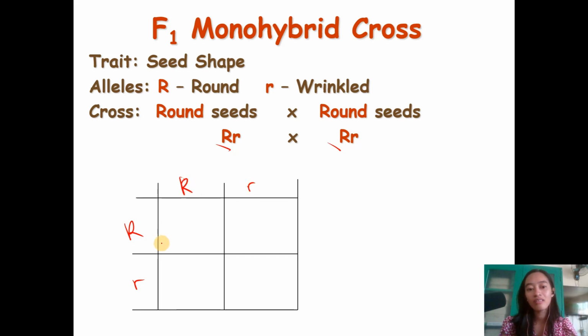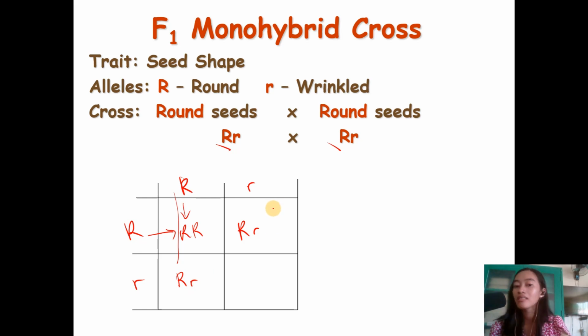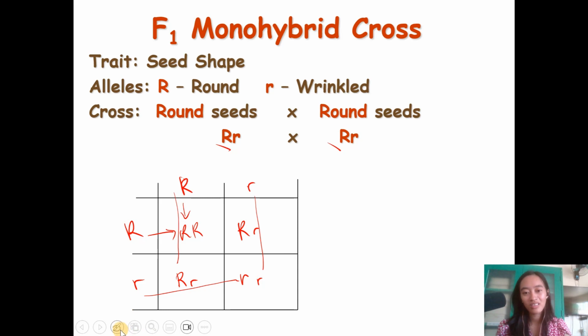Big letter, small letter, unya combine, combine, big R. Kani kay big R, small r. Kani siya kay big R, small r. So write the big letter first. And then this one, R and small r. So that is the resulting genotypes.